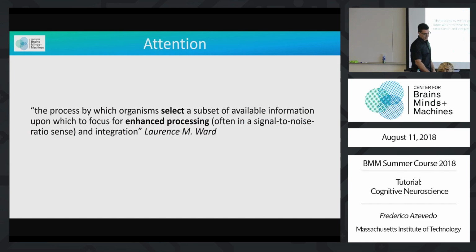So moving forward, another important cognitive process is attention, which is the process by which organisms select a subset of available information upon which to focus for enhanced processing. Basically, in simple words, there is an enhancement of signal processing of things that you attend to, or spaces, or locations, and there is an inhibition of processing of the unattended stimuli, in very, very simple terms.